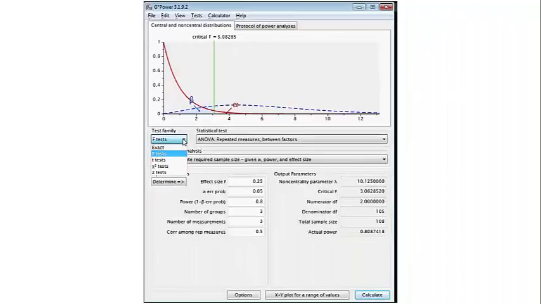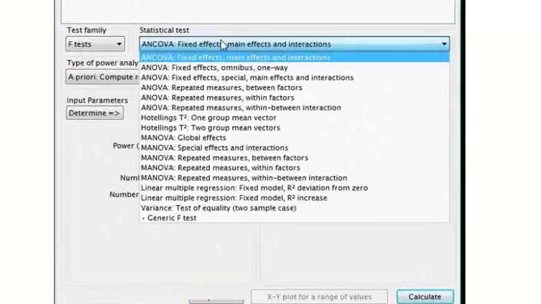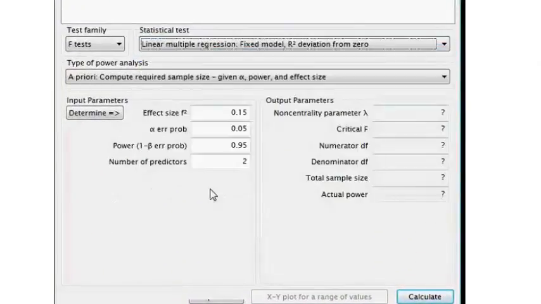So let's do some multiple regression. Linear regression. This is your basic multiple regression, right? Fixed model R squared deviation from 0. And it's going to be an a priori.